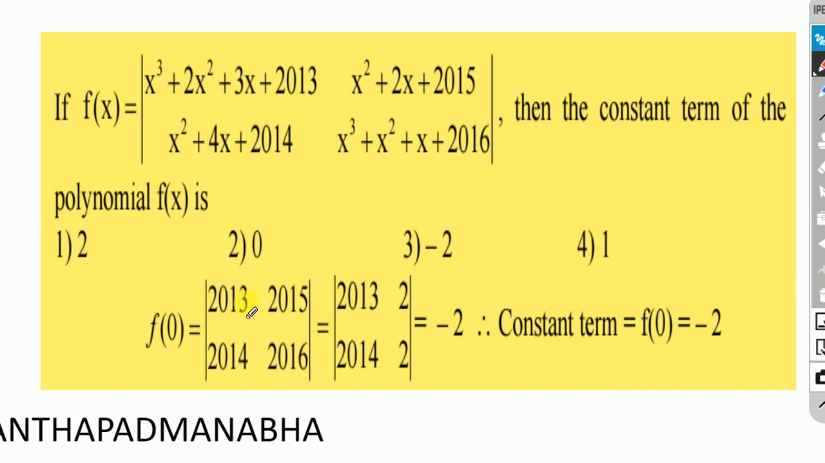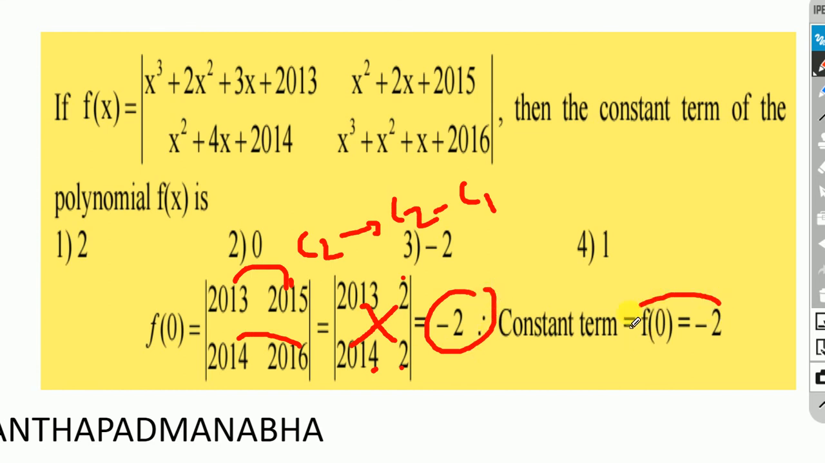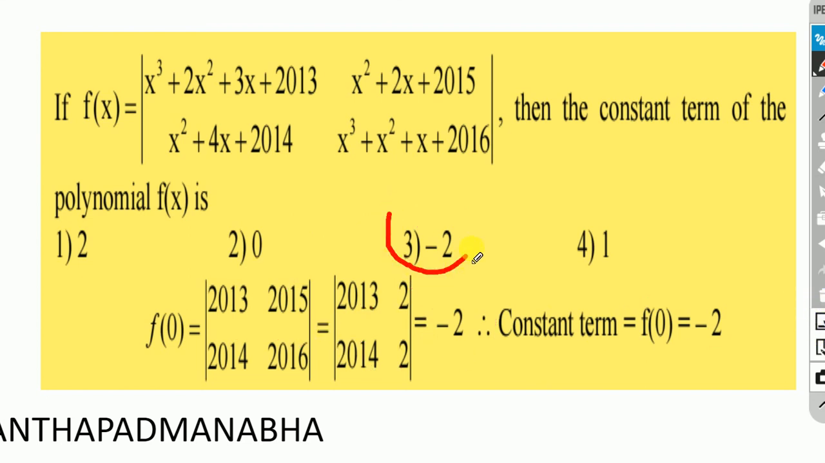Now if you have this determinant, I will do C2 replaced by C2 minus C1. 2015 minus 2013 is 2. 2016 minus 2014 is also 2. Now you can expand. 2013 into 2 is 4026, and 2014 into 2 is 4028. That is 4026 minus 4028, which is minus 2. So the required constant term is minus 2, which is option 3 here.